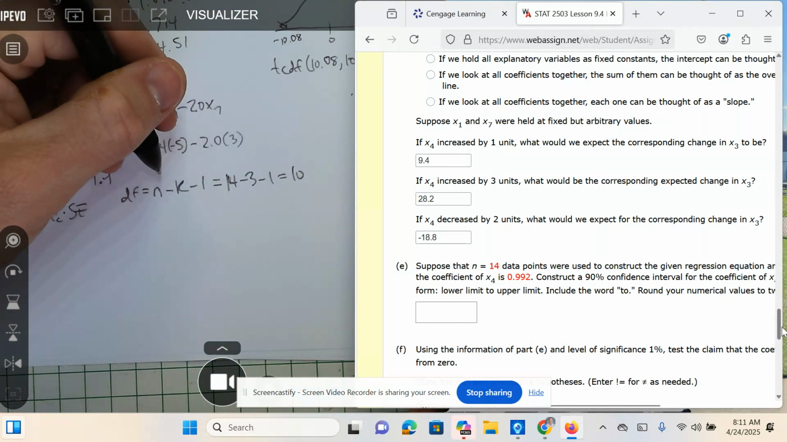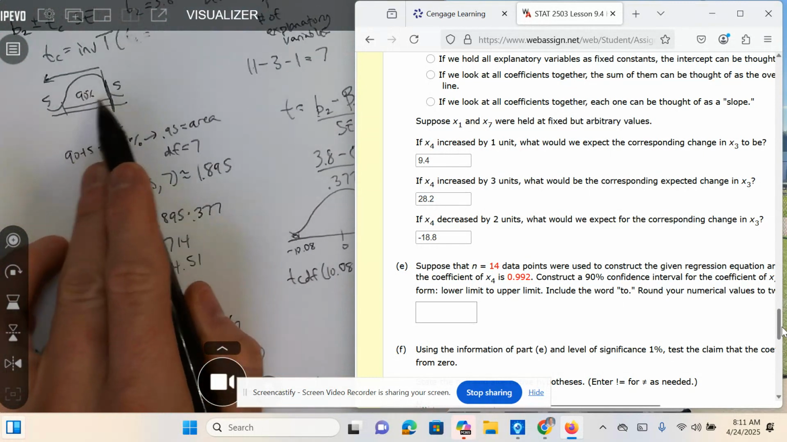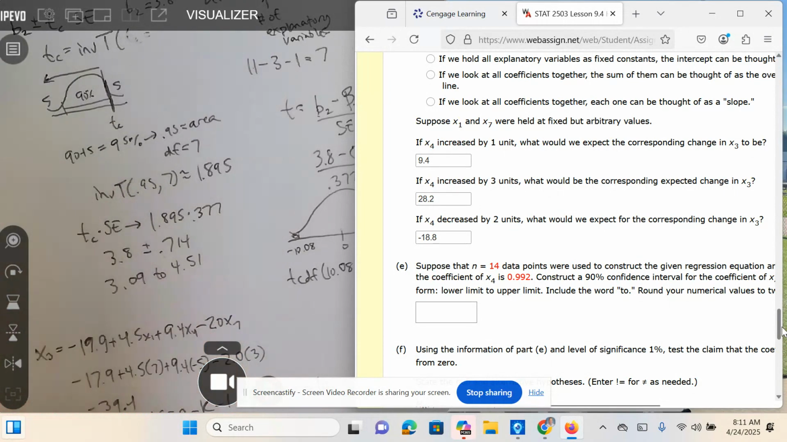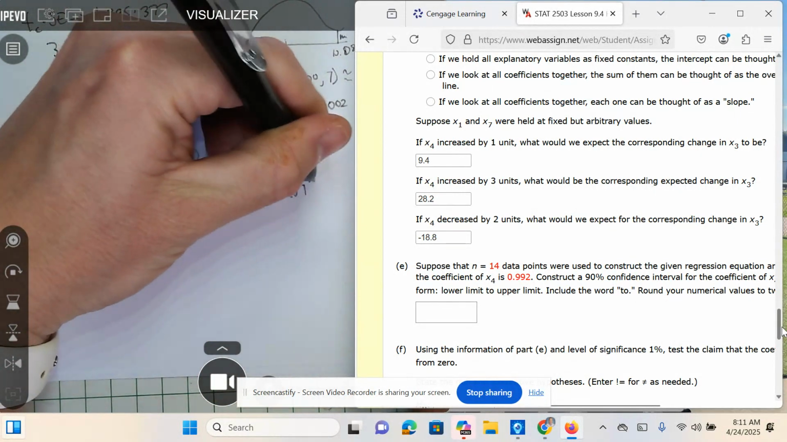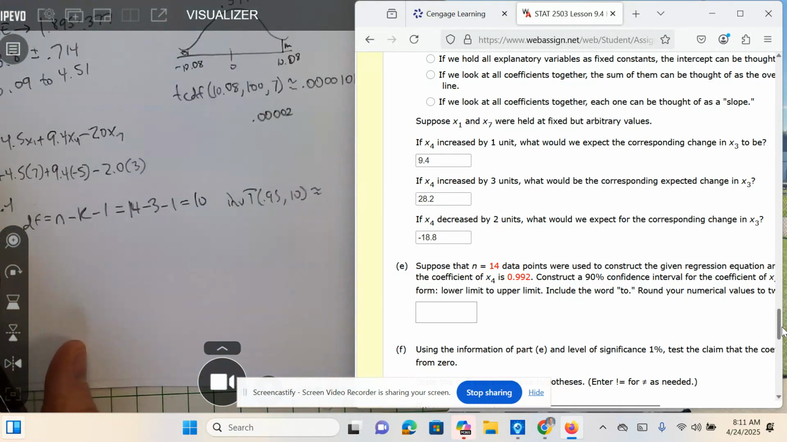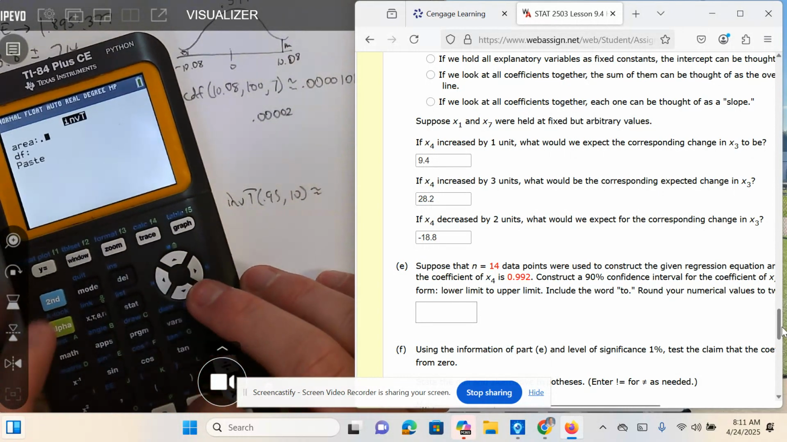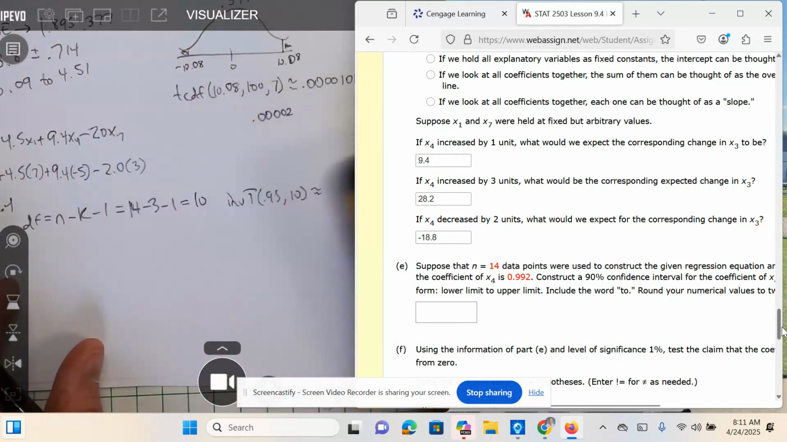And then we're doing a 90% interval. So when we do a 90%, that means I want the t at the high end, so the area would be 0.95. So inverse t, 0.95, with degrees of freedom 10. Second, inverse t, 0.95, degrees of freedom 10. That gives 1.81.